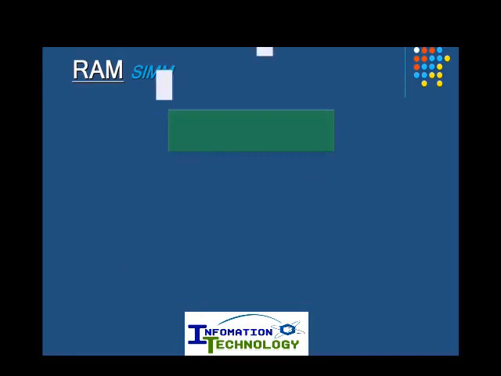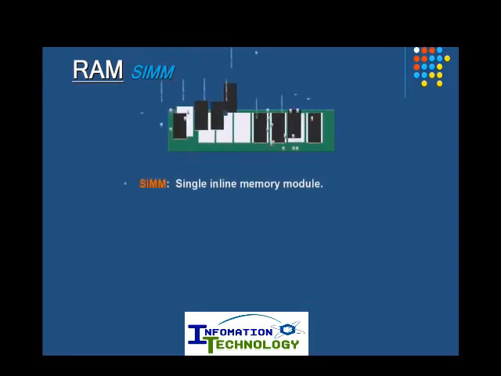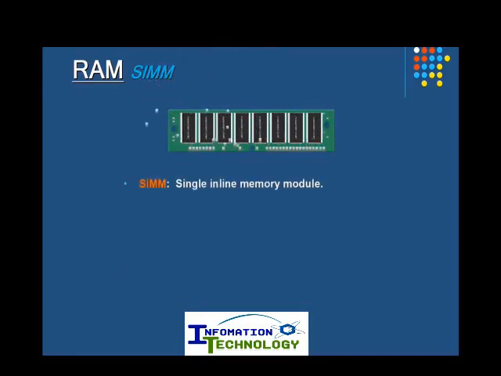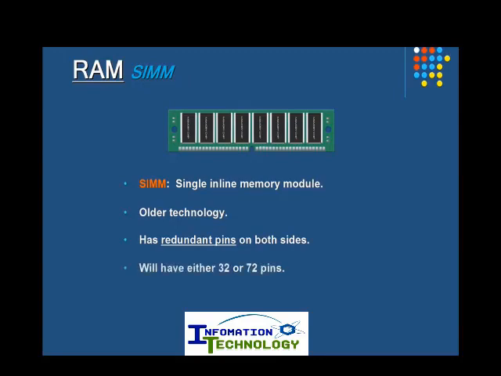Another type of memory module is a SIMM. SIMM stands for Single Inline Memory Module. A SIMM is an older technology and has since been replaced by the much faster DIMM. A SIMM also has pins on both sides like a DIMM, but in a SIMM, the pins are redundant, compared to a DIMM, which are independent. A SIMM will either have 32 or 72 pins, and a 32-bit data path.